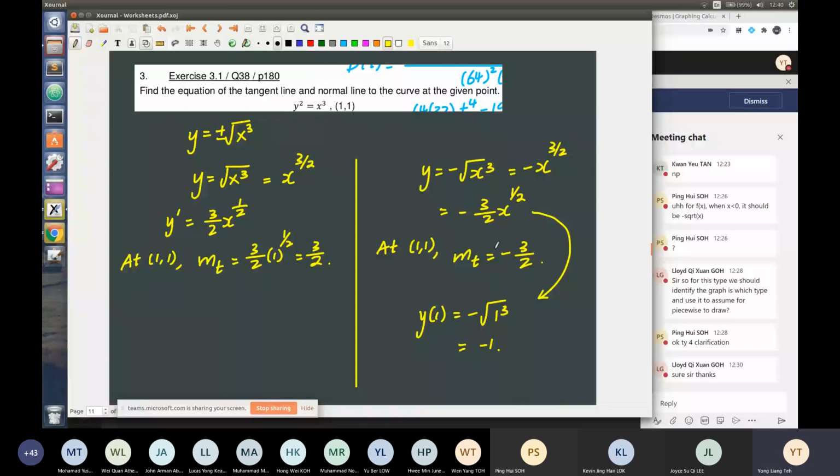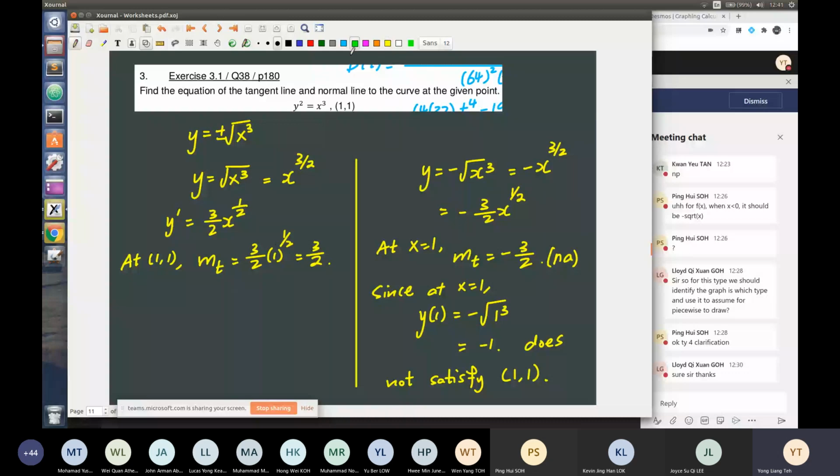This is not applicable since this point does not satisfy the coordinate (1, 1). Which means at x equals 1, this graph is actually giving me y equals minus 1. So it does not satisfy (1, 1) here. Hence this is not applicable. This is actually at x equals 1. Let me just correct this. Hence we have just this point, just one point here, one tangent here.